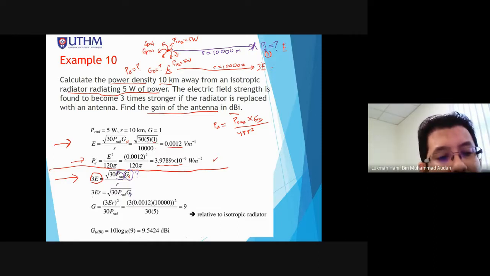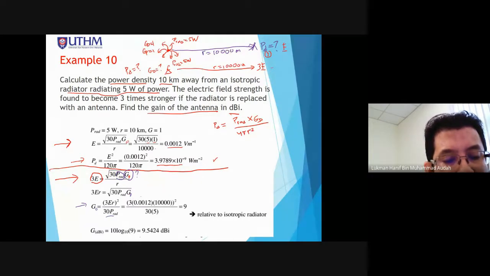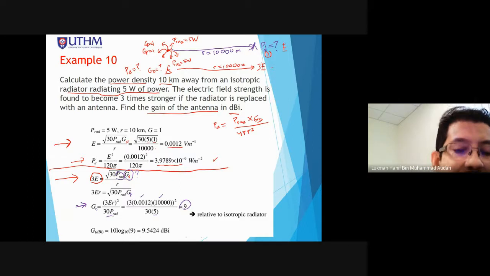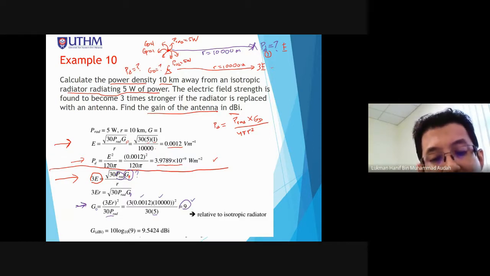So gain, they rearrange the equation. Okay, we rearrange the equations. So the gain, iaitu directivity gain bersamaan dengan 3 ER square divide with 30 P times P radiation. So 3 times E field times the distance 10,000 meter, squared, divide with 30 times P radiation. So we get 9. Okay. Tadi macam mana nak dapat GD ni? Dia rearrange equation daripada persamaan E field. Okay, we rearrange the equation so we can find the G parameter. So we get 9. So 9 belum selesai, dia nak cari dalam sebutan decibel.